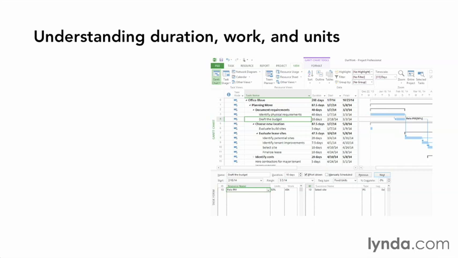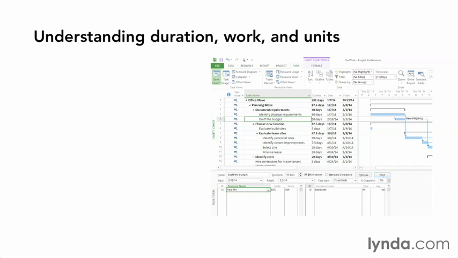Assignment units, usually referred to as units, are the percentage of the assigned resource's available time dedicated to the task. Full-time is 100%. Half-time is 50%. You can show units as a decimal, too. In that case, full-time is 1.0 and half-time is 0.5.